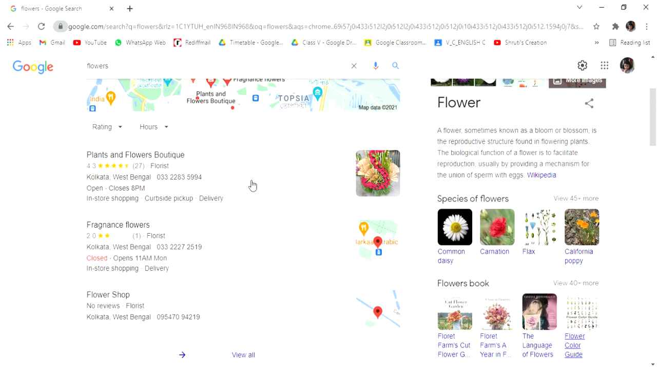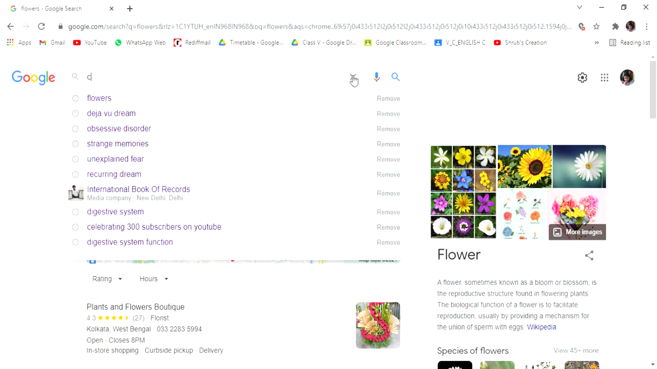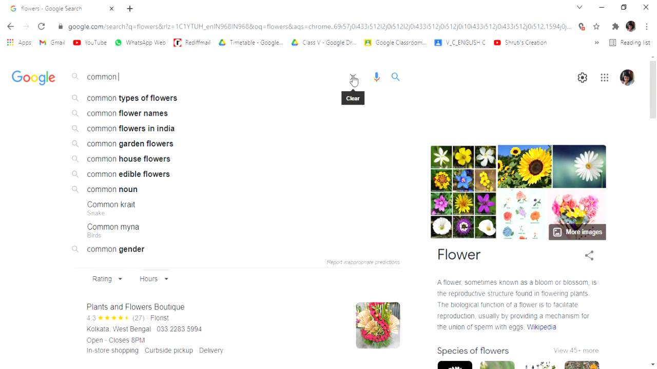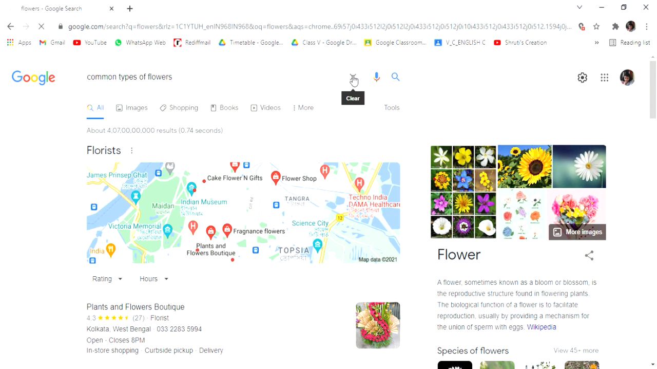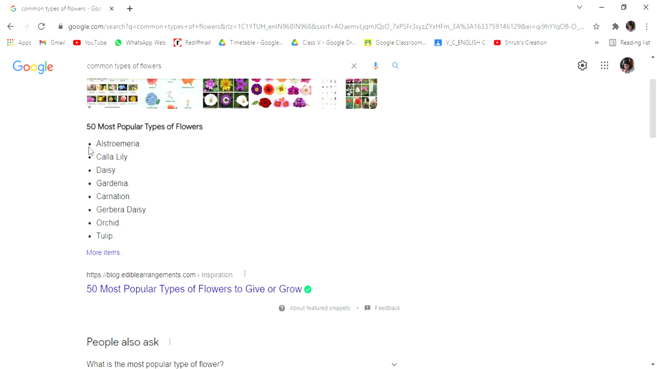Now, there are many types of flowers in the world, okay? Some common types of flowers. There are 50, but let us only learn the first 5. This carnation we'll be learning. So first is Alstroemeria.